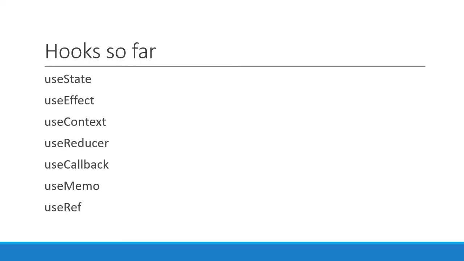Welcome back everyone. So far in the series, we have had a look at several hooks. useState, useEffect, useContext, useReducer, useCallback, useMemo, and useRef. These hooks are all provided by the React library. And we have seen that these hooks are pretty much functions that can be invoked within our components.